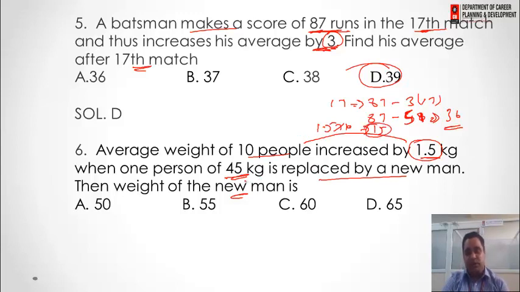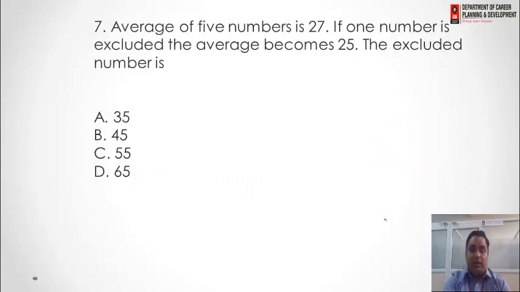which means the person who replaces the man having 45 kilograms of weight has a weight of 45 plus 15 kilograms, that is 60 kilograms. That is the answer to this question, option C. Now the next question we have, question number 7.